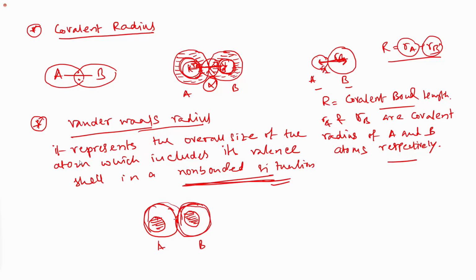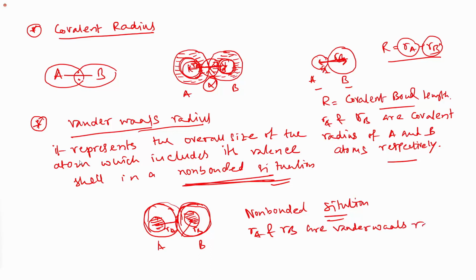These are attached to each other, but these nuclei are not attached. That's why it is called a non-bonded situation, where these two nuclei are not attached. In that situation, this length and this length: this is RA and this is RB. This is called the van der Waals radius. So here RA and RB are van der Waals radii.